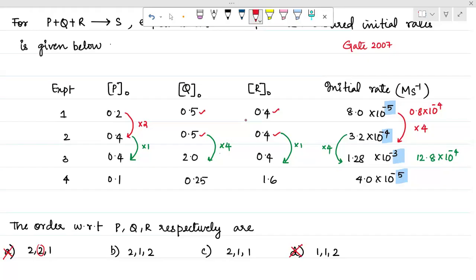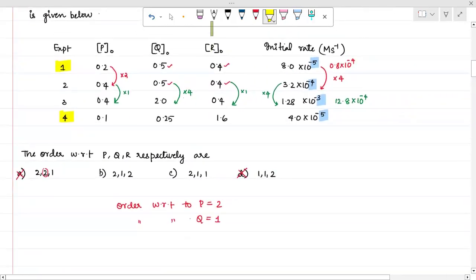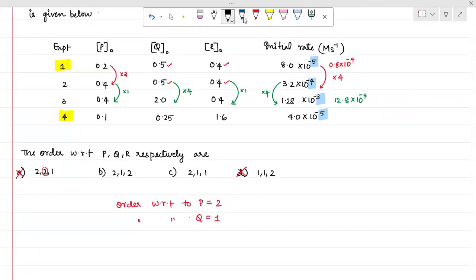So let's give it a try. Let's say I'm comparing experiment 1 and experiment 4. So I'll have to take all the values. Let's see how it goes. So what we'll have to do is the rate of experiment 1 by the rate of experiment 4. This ratio is what we want. The rate constant of the reaction though won't change. So that will cancel out.